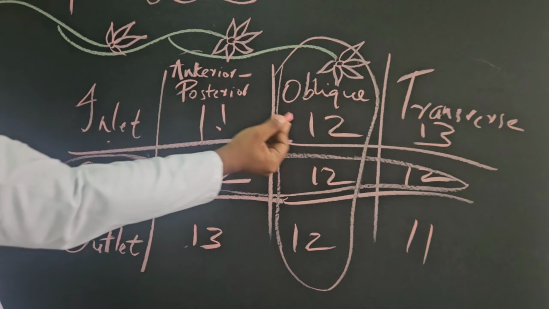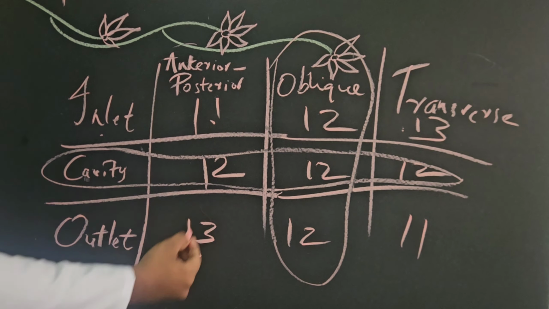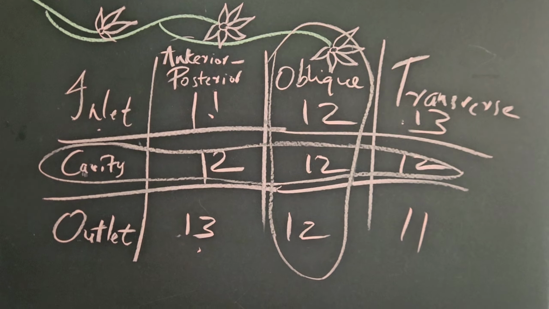That is inlet is 11, 13. The opposite will come in the outlet. That's all. So that's all about the female pelvis. I think now you got a clear picture. What is female pelvis? What are the bones, joints, ligaments, landmarks, conjugates and diameters. So thank you.